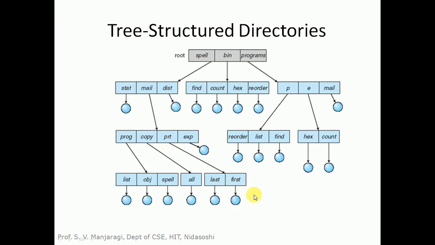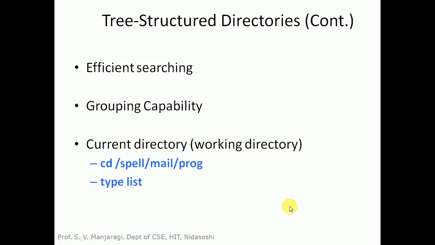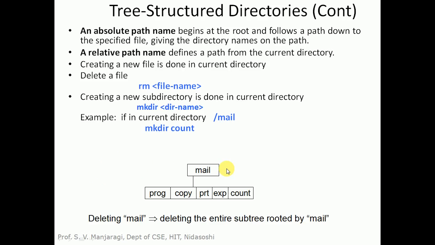An absolute path name always begins at the root, then we go through the subdirectories, and finally we reach a particular file. That is called an absolute path name. So this is one example: we begin with the root node, indicated as a / in Unix, then spell/mail/program. This is an absolute path name. A relative path name basically defines a path from the current working directory. By default, a path name relates to the current working directory, and that is called a relative file name.